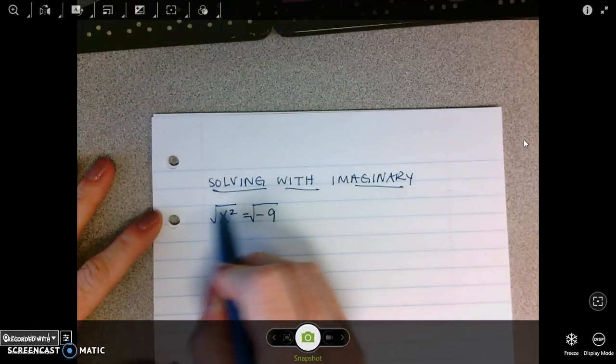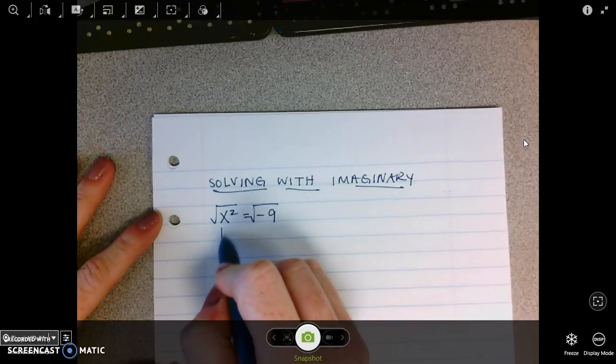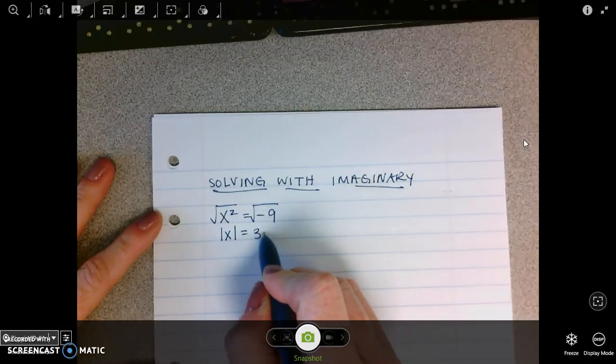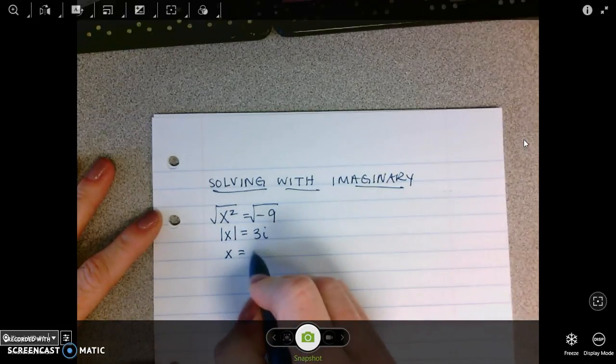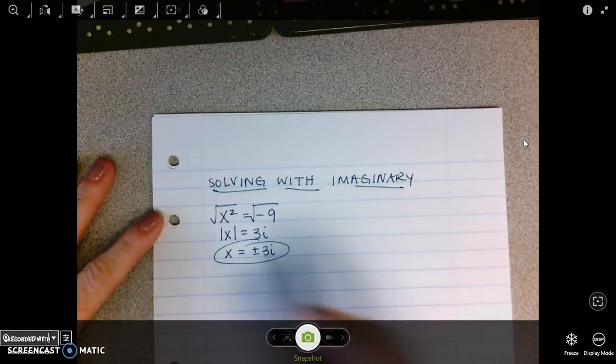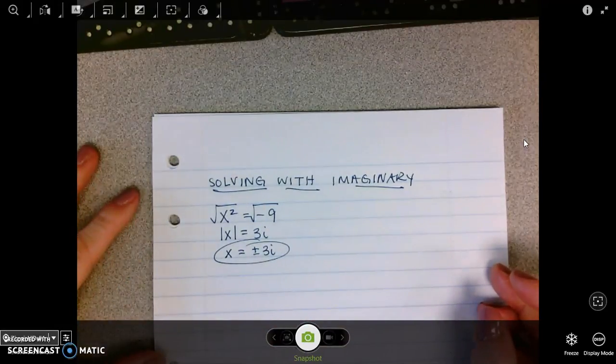So when you take the square root of a variable squared, you end up with the absolute value. I now know the square root of -9 is 3i, so then x equals plus or minus 3i. And there you go, there are your two imaginary solutions.